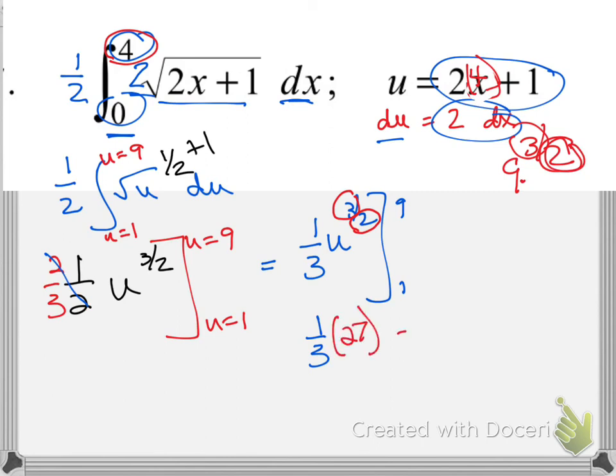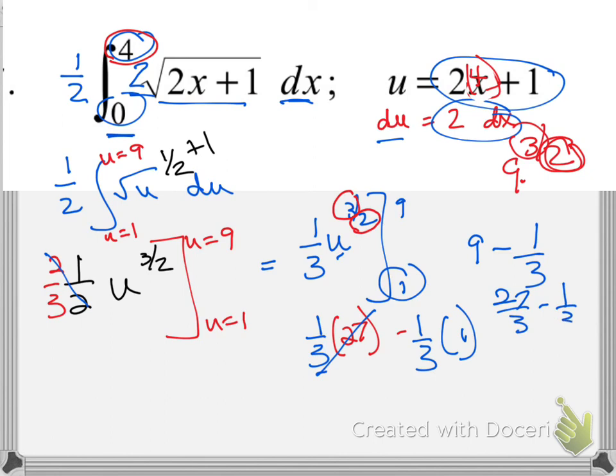Minus 1/3. Now we're plugging in a 1. Well, 1 to any power is still 1. So this ends up being 9 minus 1/3. Or we could have left it 27/3 minus 1/3. Either way, you get 26/3. Or you could have gotten 8 2/3. Either way, same thing. Okay? So hopefully that helps.